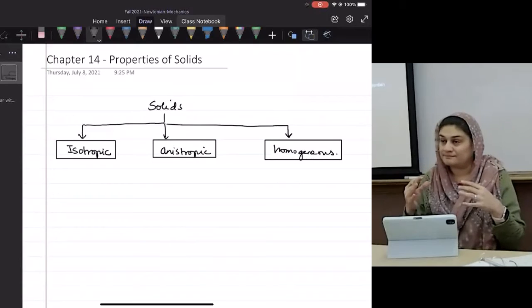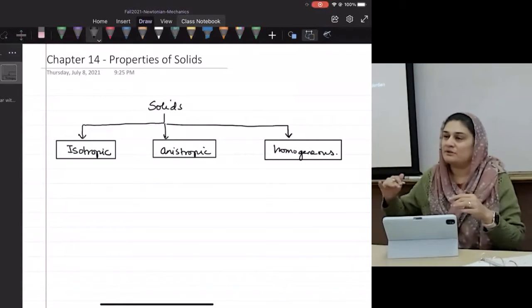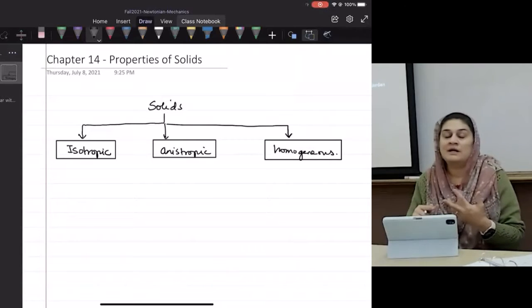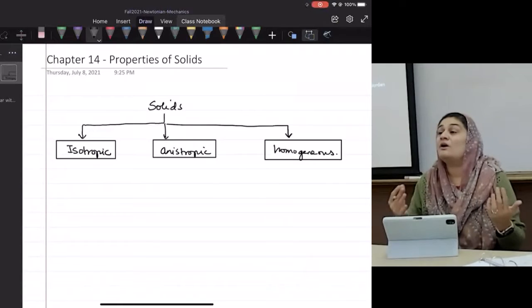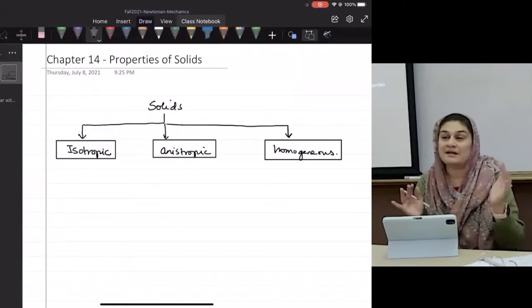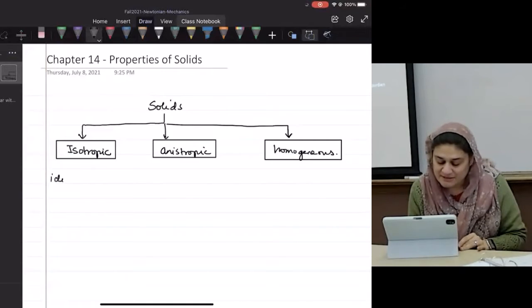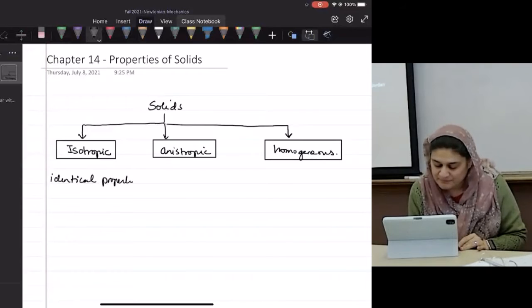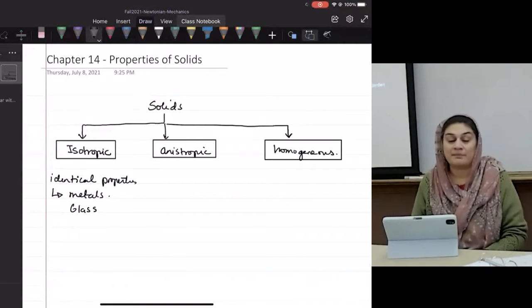direction you go in. So you could go X, Y, Z, and whatever property you're looking at, density, volume, number of molecules, they're all going to remain the same no matter what direction you go into. So I can define this as identical properties. For example, metals or glass could be examples of an isotropic medium.